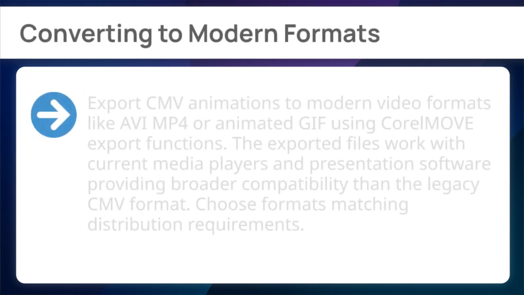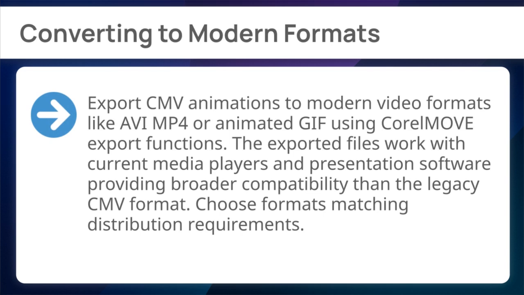Next, converting to modern formats. Export CMV animations to modern video formats like AVI, MP4, or animated GIF using CorelMOVE export functions. The exported files work with current media players and presentation software, providing broader compatibility than the legacy CMV format. Choose formats matching distribution requirements.